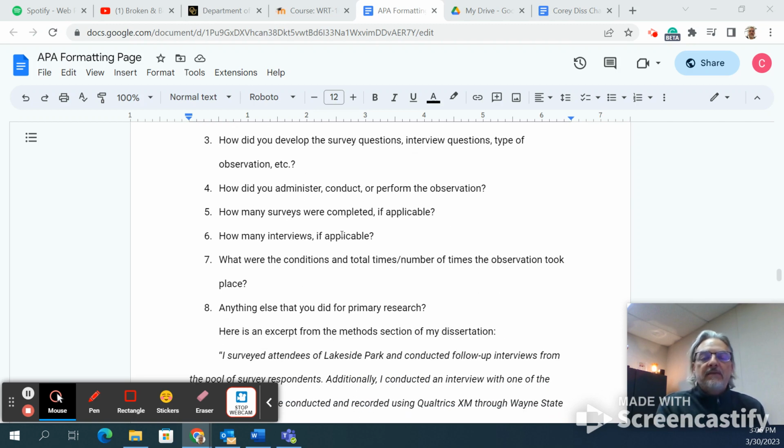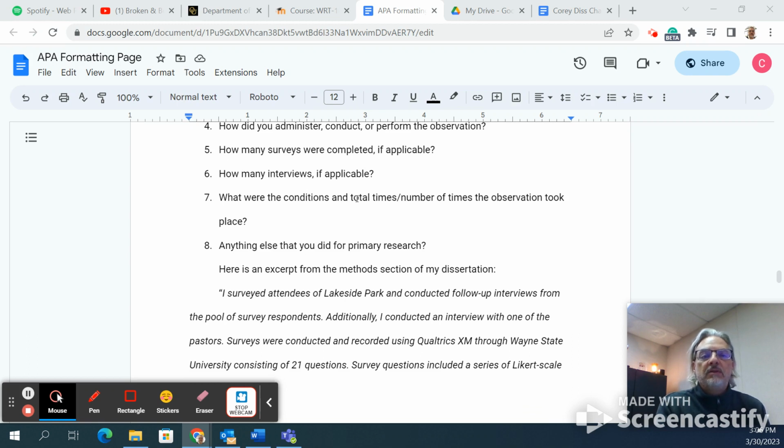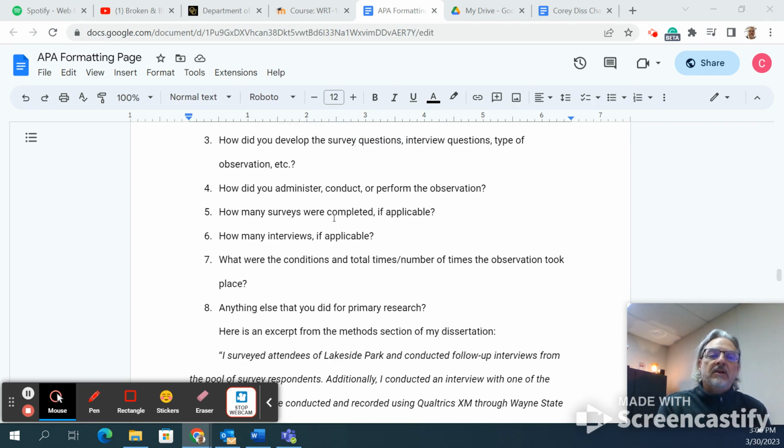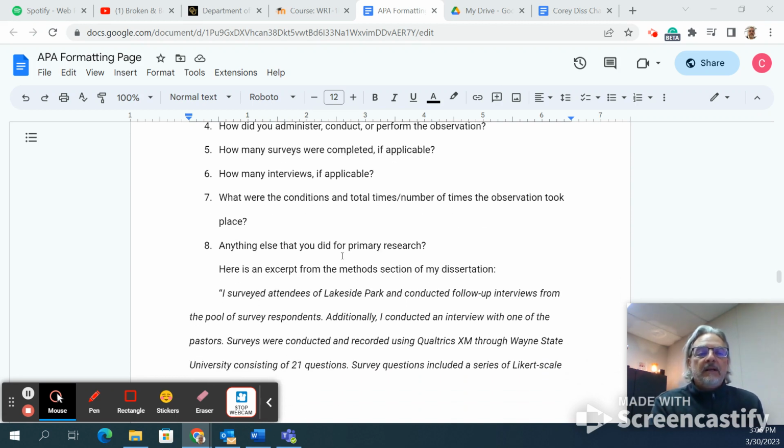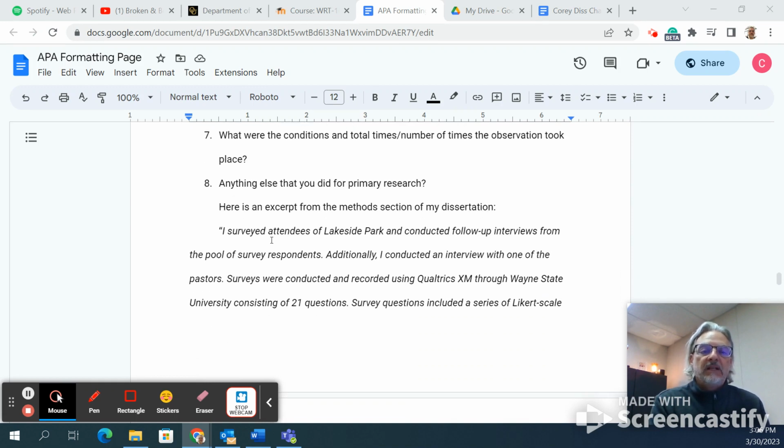So how many surveys were completed, how many interviews, those types of things oftentimes will come in the results section. Some will put them in here, just as more of a numerical snapshot, right? To say, okay, we sent out 100, or we sent it out via email to 4 groups of people, and those 4 groups of people totaled about 120, and of those 120, 67 completed it, and anything else that you did from a primary research standpoint.